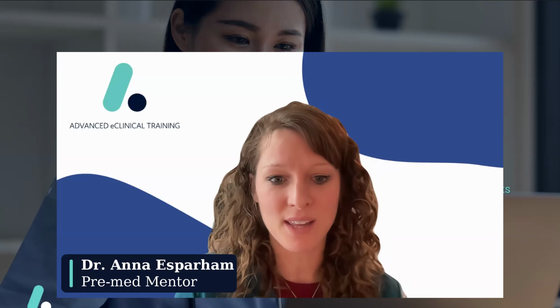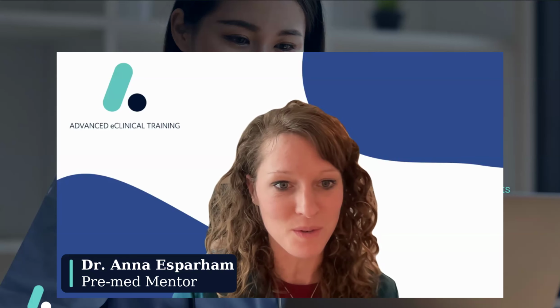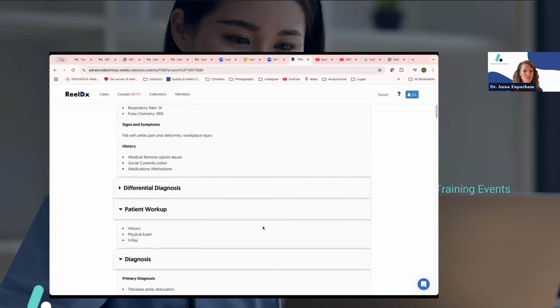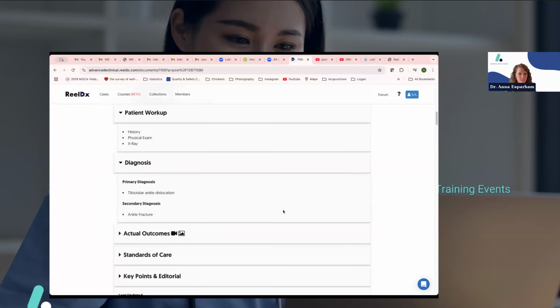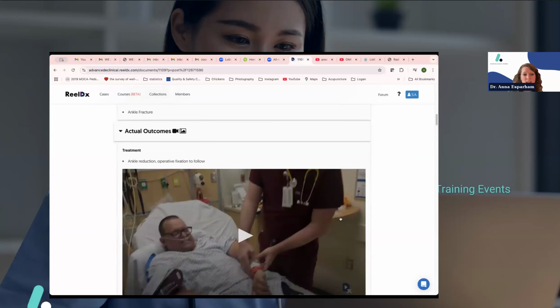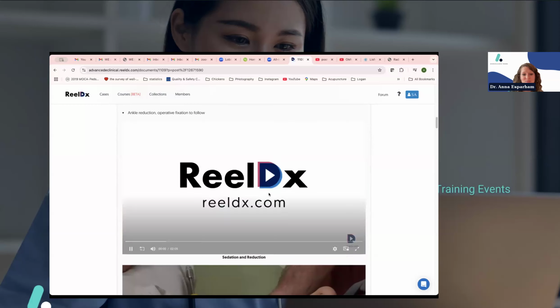So we're going to look at the workup here in terms of what they did, and then we'll also ask another question. So the patient workup, obviously history and physical exam, we'll look at the neurovascular supply to the foot, but they also should do an x-ray. Why don't we do this first? Let's do the video of the ankle reduction.